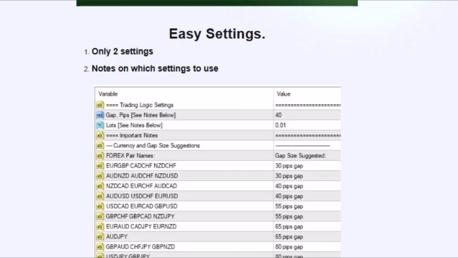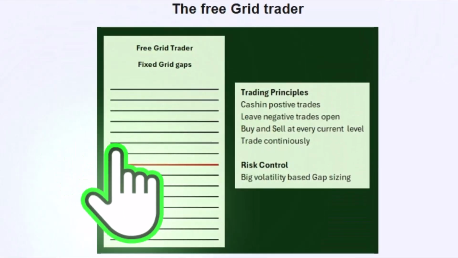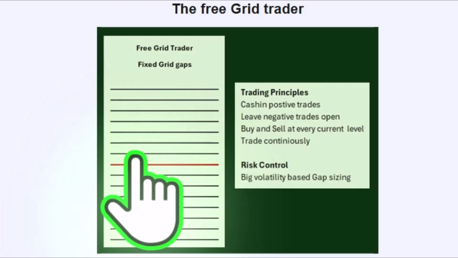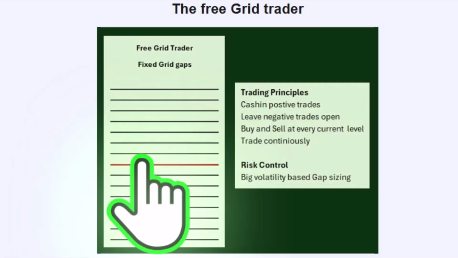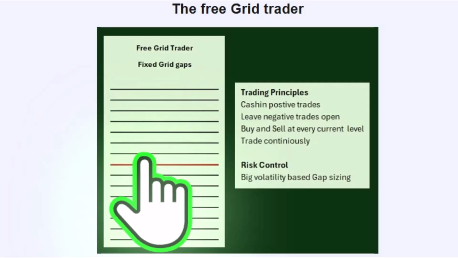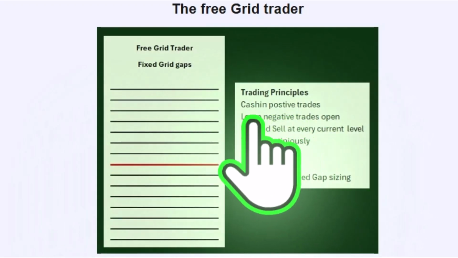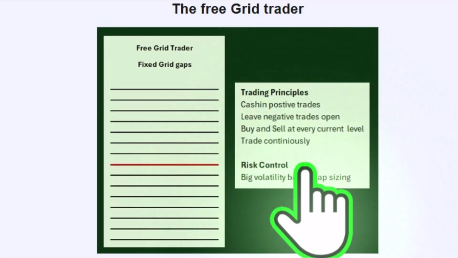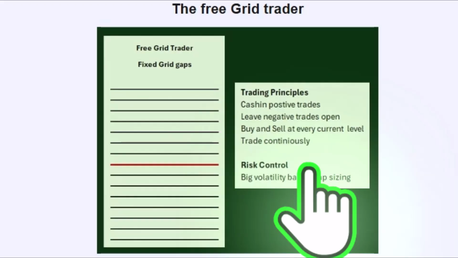So how does grid work? You start with a buy and a sell. You cash in when one of those transactions reaches a grid level, and you just make sure that at each grid level where the price is, there's a buy and a sell, so that you can be assured of a positive transaction no matter which way the price moves. We leave the negative trades open, and you just trade continuously. And amazingly, as time goes on, that will turn into a money printing machine.